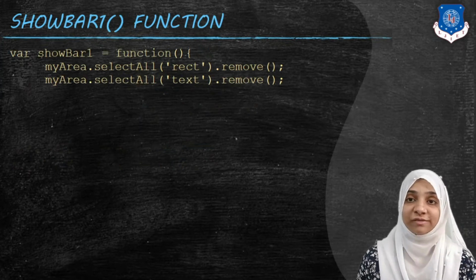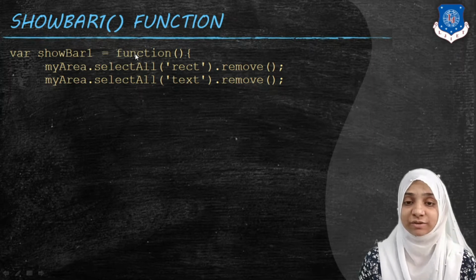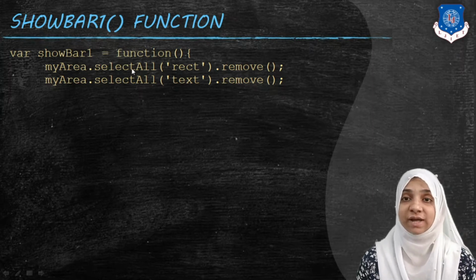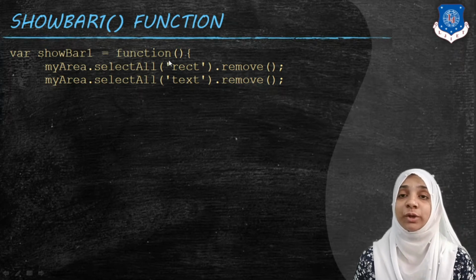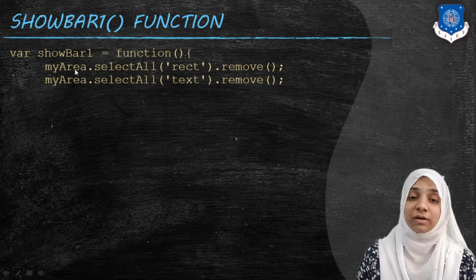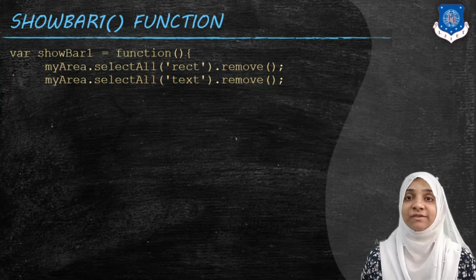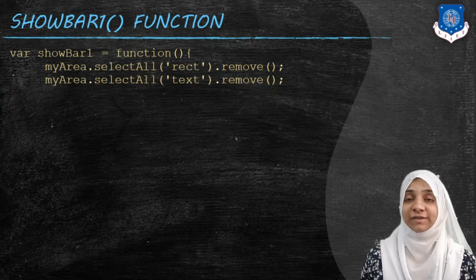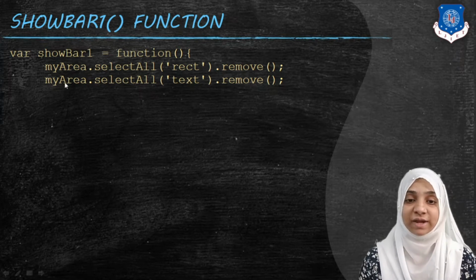Now what is the ShowBar1 function? It is a function, written with the function symbol. Note that this notation is called anonymous function notation. So this function is stored inside a variable, ShowBar1. Now what are we going to do inside this function? From the SVG area, we are going to remove all the previous elements. Whatever contents were previously there in the SVG area must get removed. That's why my area is nothing but your SVG tag.